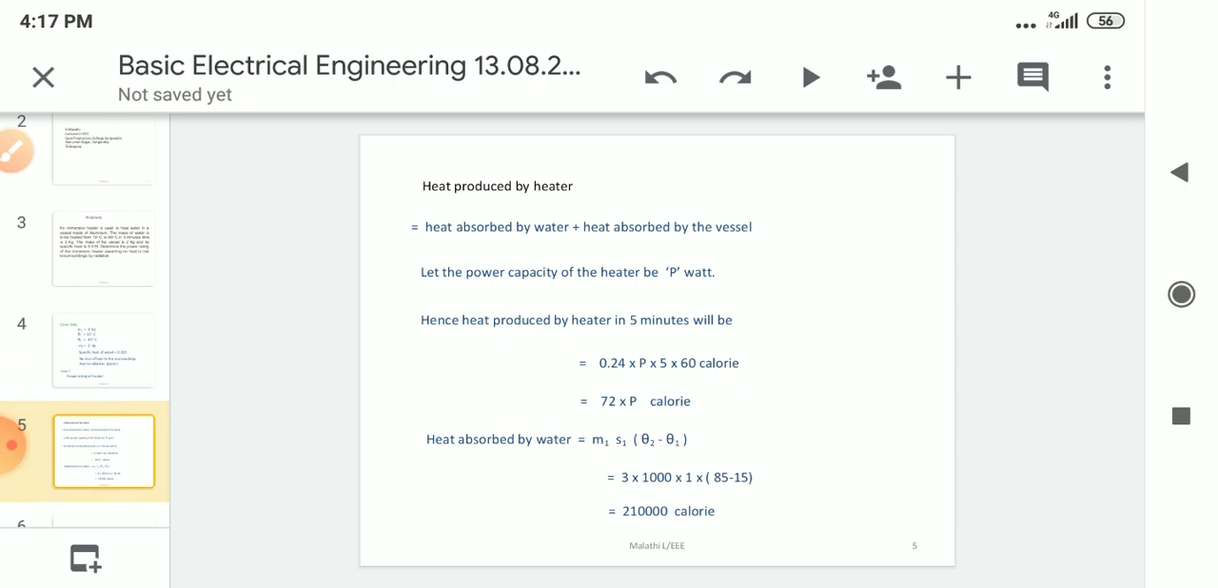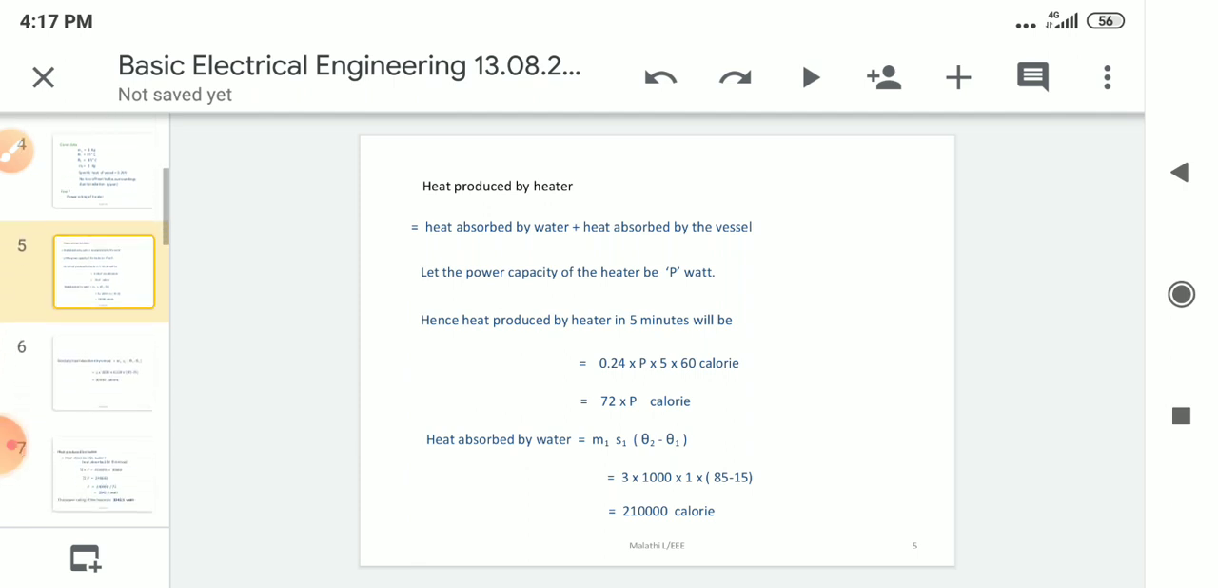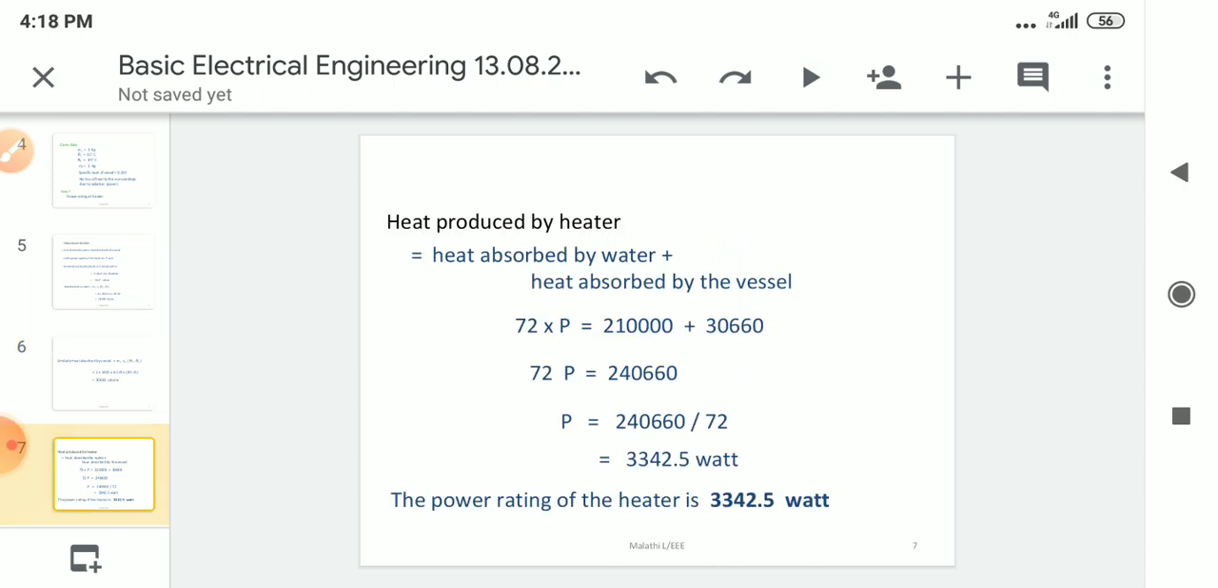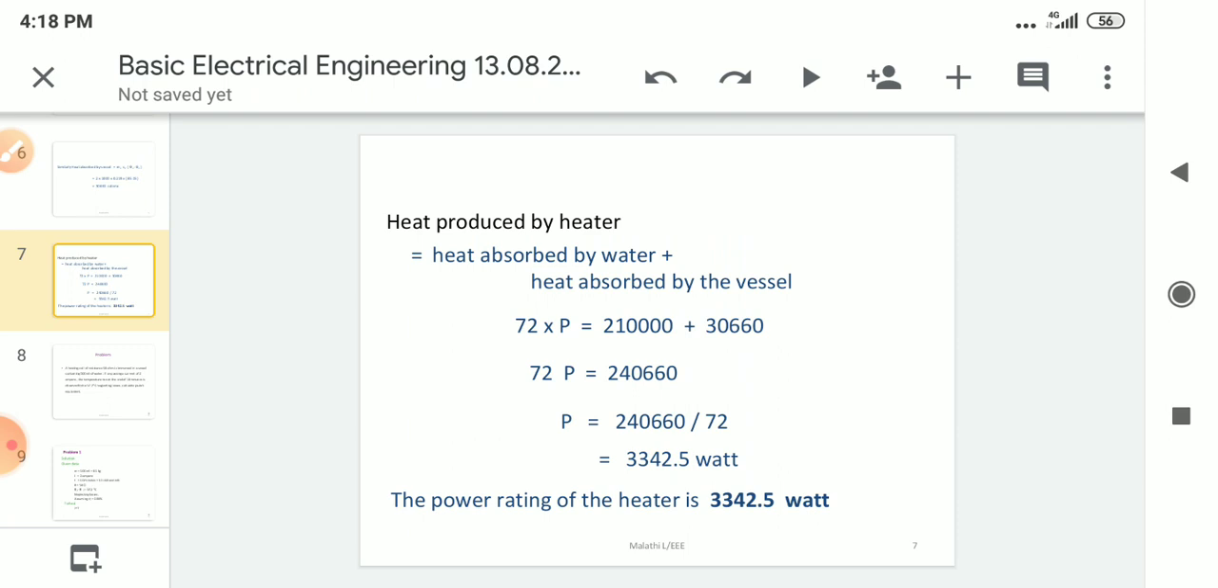So these are the steps. First we find the input. After that we find the output. Here losses are negligible, that's why output is equal to input. Then finally we get the value.